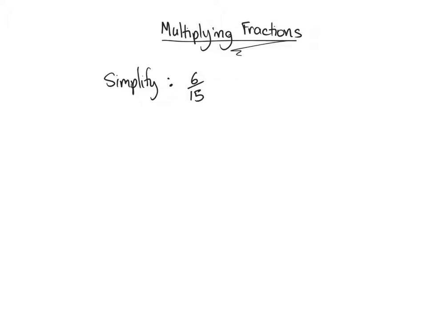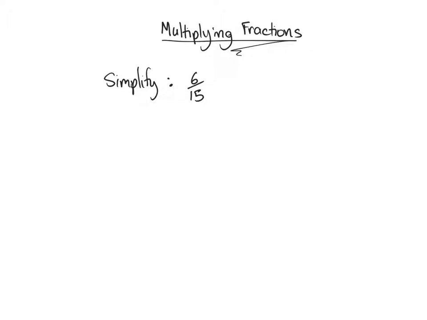Alright, so when you look at that fraction, it is not in its simplest form. And the reason it's not in its simplest form is because there is at least one factor of 6 that is also a factor of 15. So we're going to be looking for the highest common factor, or any common factor, for both of these two numbers in the numerator and the denominator.